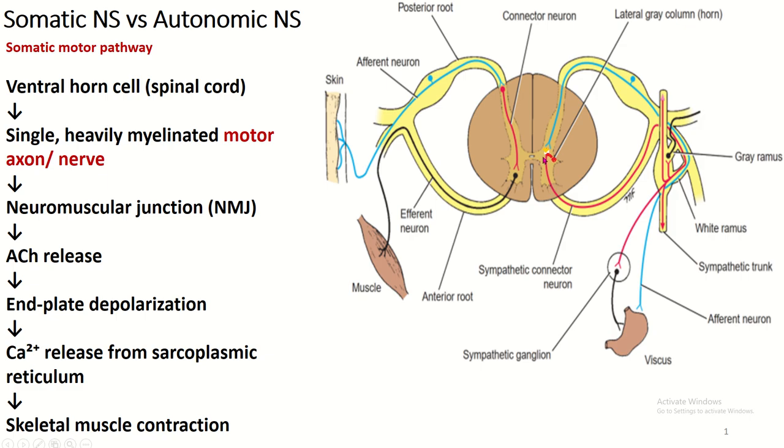The H-shaped gray matter has three horns. This is the posterior horn, the lateral horn, and this is the anterior horn. The anterior horn contains the cell body of the anterior motor neuron.